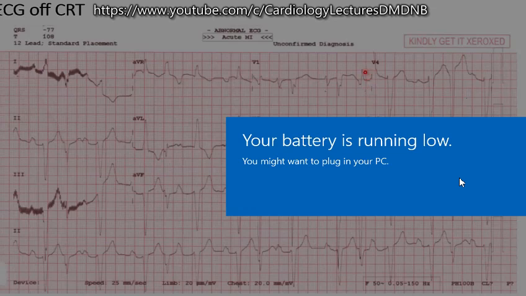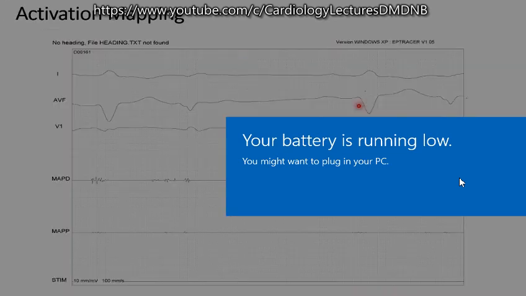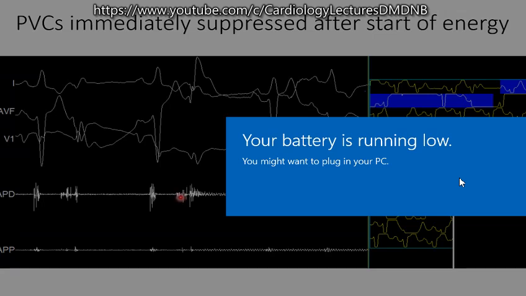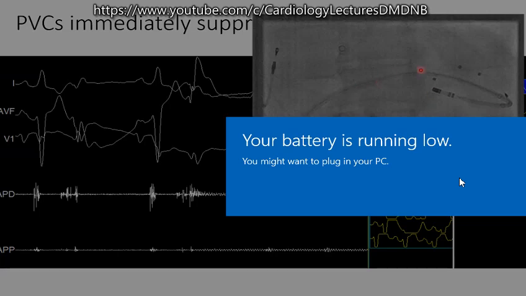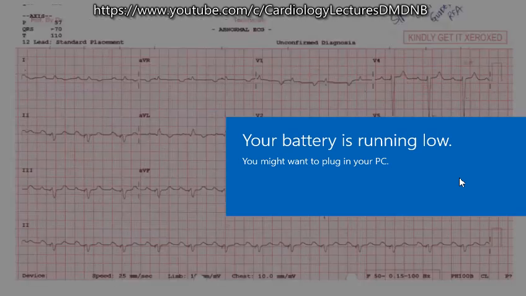It's a QR complex in V1. These nice E-grams are shown; this is fractionated and early. Activation mapping was done, and you can see this is the site from where the PVC is arising. This is the place where we started ablation, and the PVCs were suppressed immediately. Then transeptally we went, and there's a site where we ablated, and you can see it's a beautiful ECG after that.